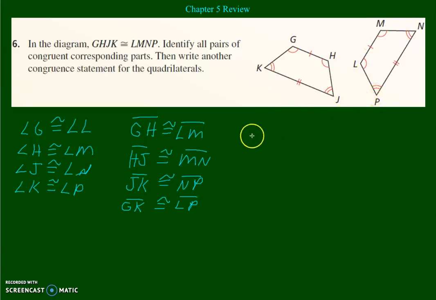So we could say G, K, J, H is congruent to L, P, N, M. So what we did was we started here, and instead of going clockwise, we went counterclockwise: G, K, J, H, and L, P, N, M. And so now on to problem 7.